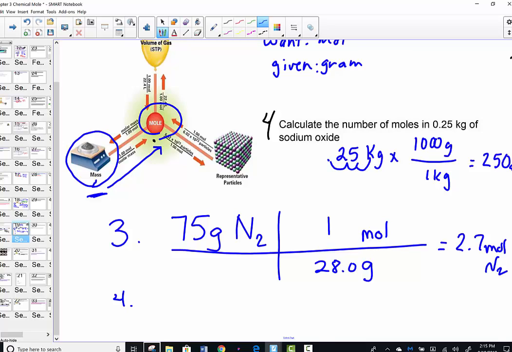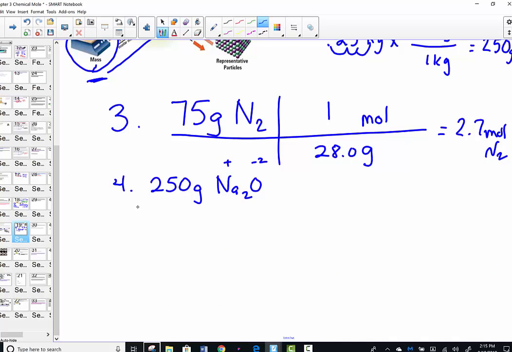So 250 grams when you multiply that out. Is that right? What's 0.25 times 1,000? Perfect. So that's my starting, 250 grams of sodium oxide. Sodium is a +1, oxide is a -2, so my formula is Na2O, sodium oxide. I have to remember to check charges, crisscross, and write a correct formula for sodium oxide.